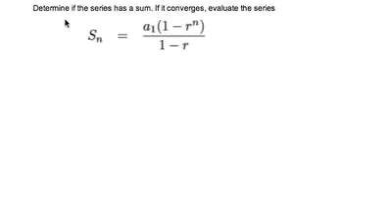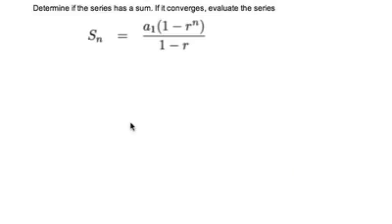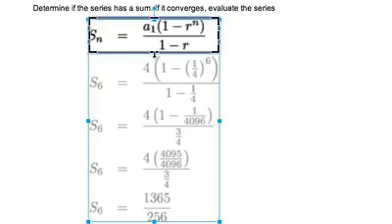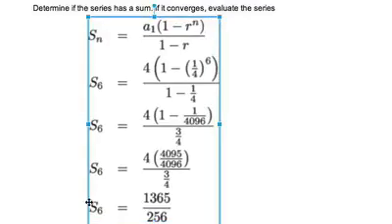So for this example, we have to determine if the series has a sum, and if it converges, then we need to evaluate the series. If we go back to this slide, we know that when the absolute value of r is less than 1, it'll converge. So since here we can tell that r is equal to 1/4, that means that 1/4 is less than 1 and that the series will converge and get closer and closer to the sum. We ended up solving for the 6th term, and so this right here is the result of the 6th term.